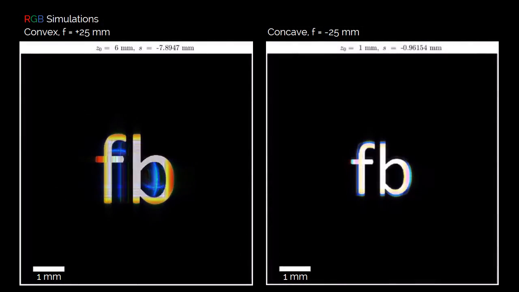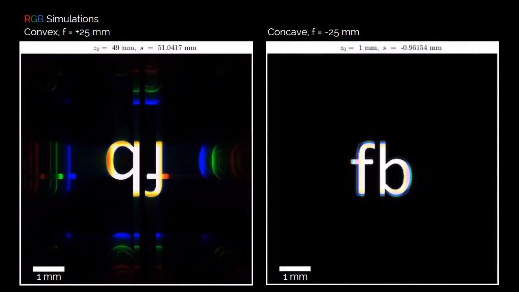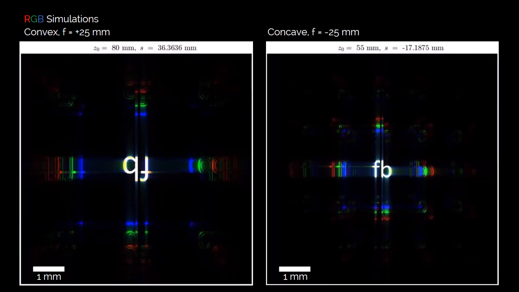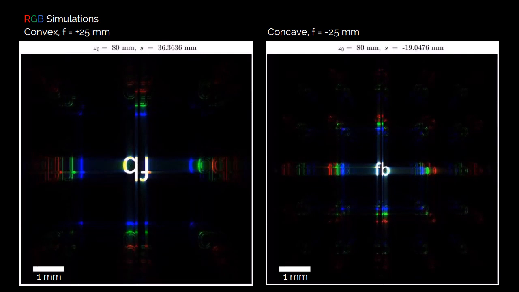Shown here are the RGB illumination simulations for both convex and concave lenses. For the convex lens, the formed color images seem to converge towards the other side of the screen, while they seem to diverge for the concave lens.